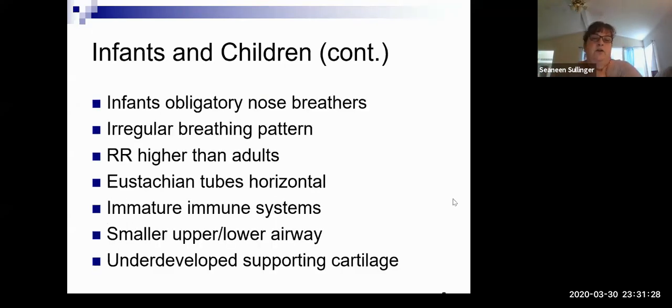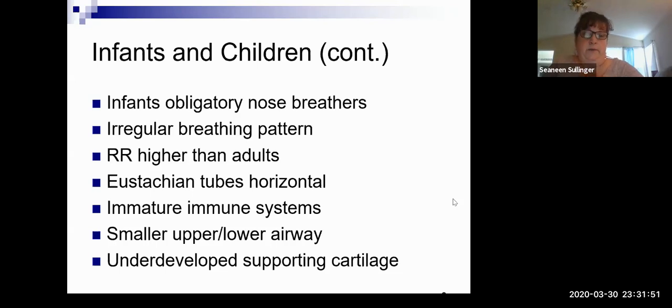Infants are obligatory nose breathers. They should be breathing through their noses. If they're not, you need to check for patency. Children often have an irregular breathing pattern. We talked about that, a little bit of apnea here and there. Respiratory rate is higher. We talked about eustachian tubes being more horizontal than in adults. Immune systems are immature. That's why it's important to breastfeed.